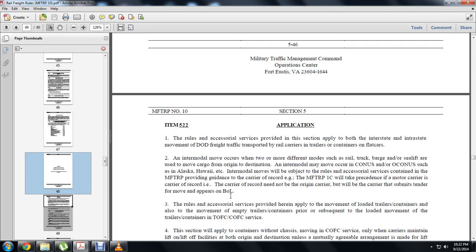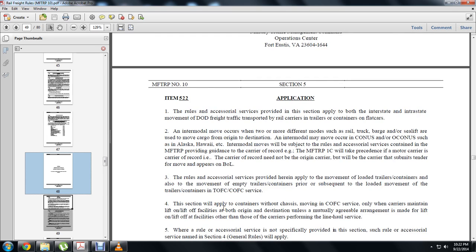In the TOFC services, this section will apply to containers without chassis moving in COFC services only with carriers that maintain lift-on and lift-off facilities at both origin and destination, unless mutually agreeable arrangements are made for lift-on and lift-off facilities other than those performing the final hauling services.